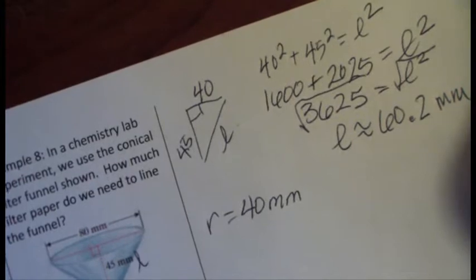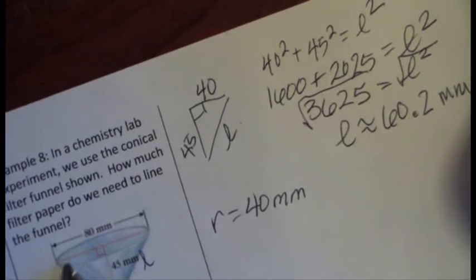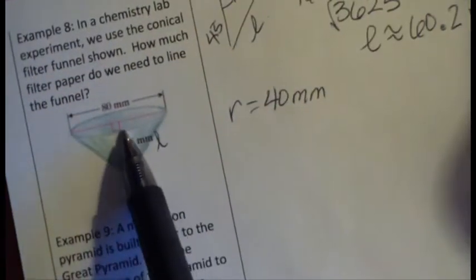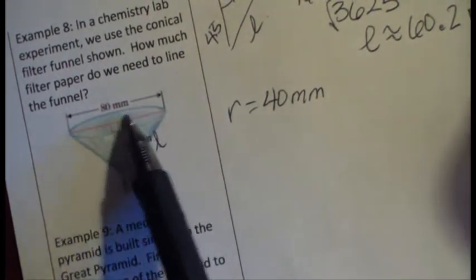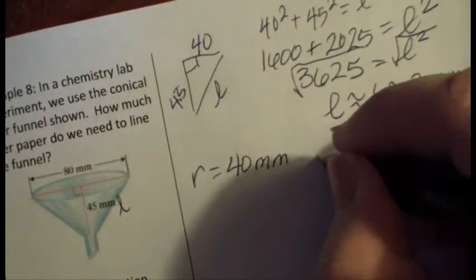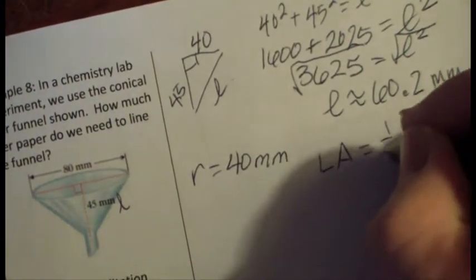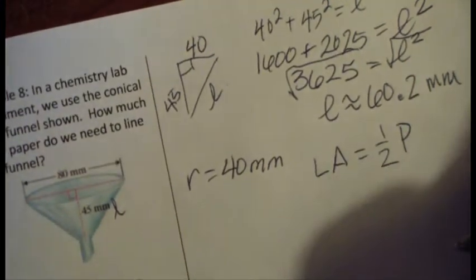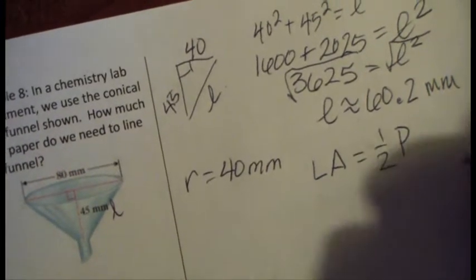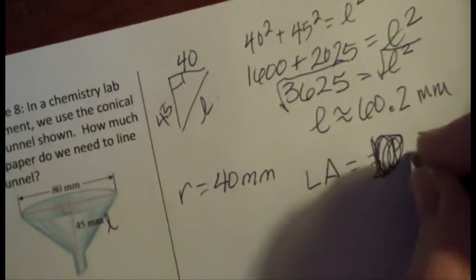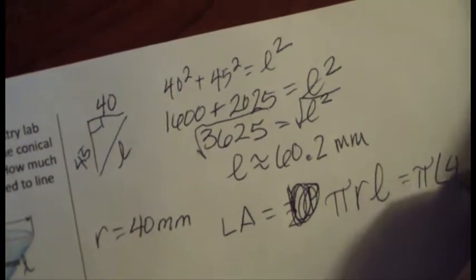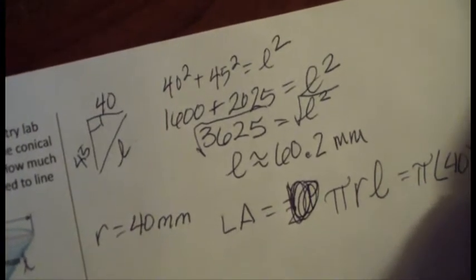All right, so when we're talking about a filter paper to fit in here, we're not talking about the entire surface area of our cone. We are talking about just the lateral area, because we're just on the inside of the cone. So the lateral area is pi RL, not one half perimeter, that's for a pyramid. So pi times 40 millimeters times 60.2 millimeters.